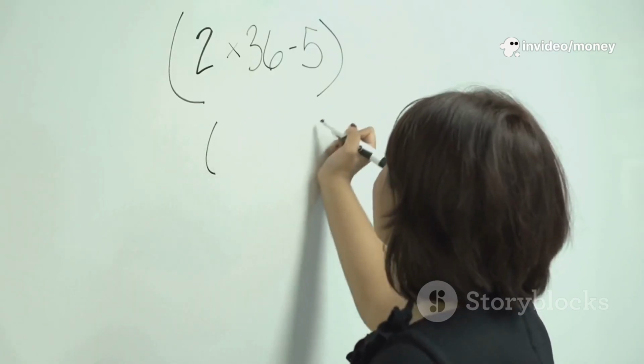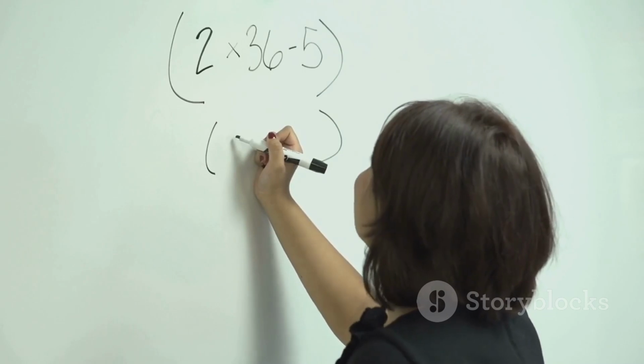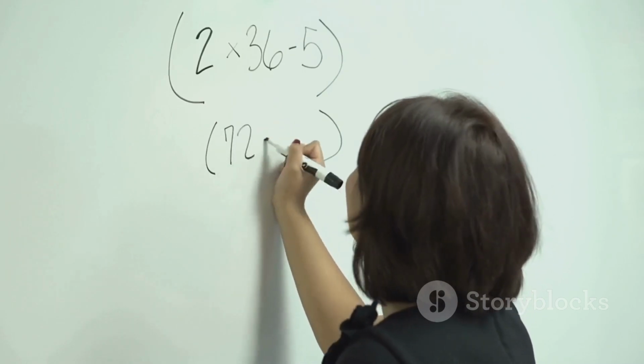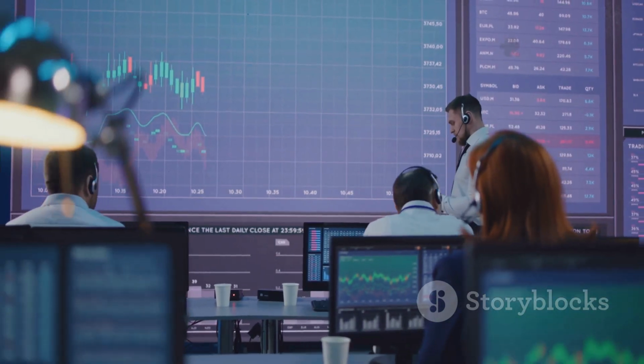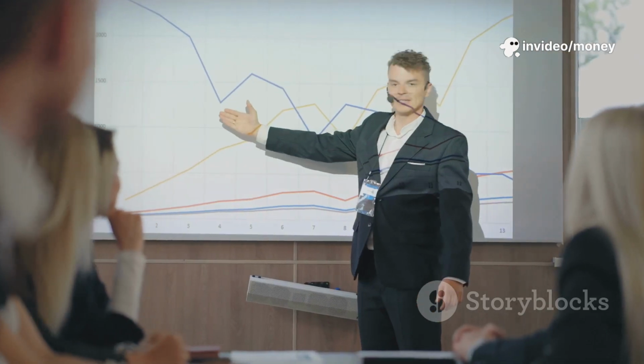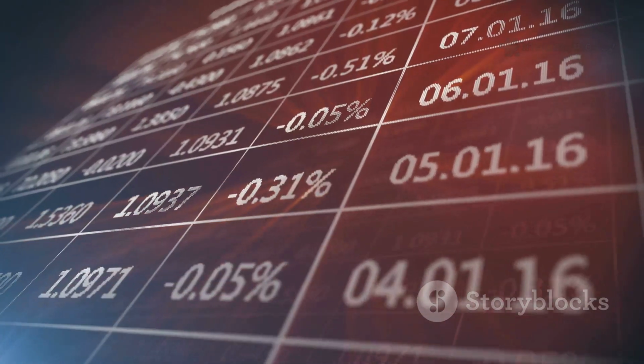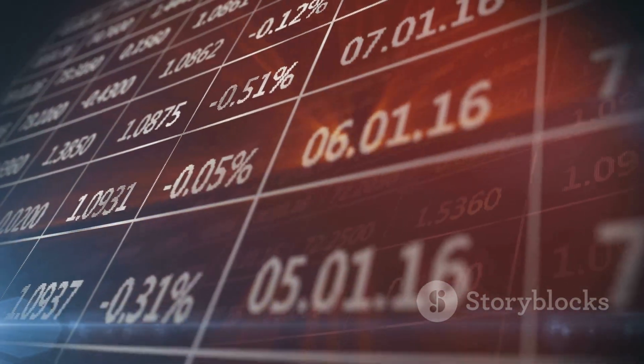The formula is very straightforward. PCR based on OI equals total put open interest divided by total call open interest. This single number can tell you a lot about the collective mood of the market participants. So how do we interpret the PCR value? A PCR value greater than 1 suggests that more put options are being traded compared to call options.